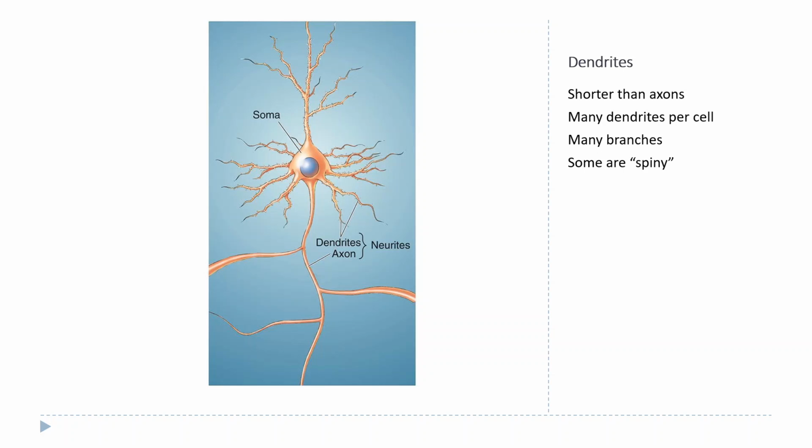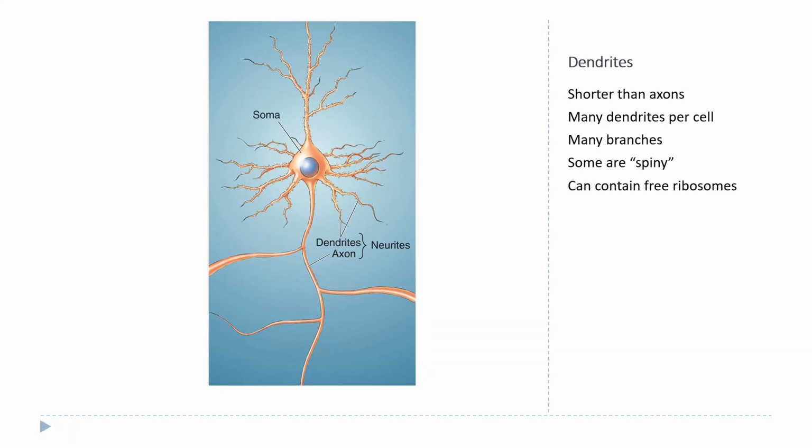Some of them can be spiny, so you can see dendrites with little bumps along the shaft. Those are usually the sites of special kinds of synapses. It's probably a way for the cell to compartmentalize the specialized postsynaptic molecular components that are needed there.